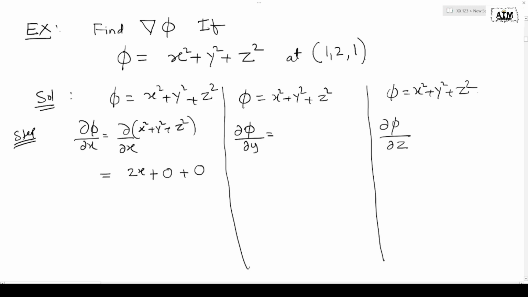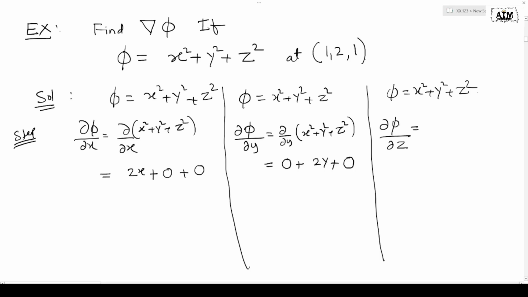Similarly, while finding dou phi by dou y, that is the partial derivative of x square plus y square plus z square with respect to y, only y is considered as a variable, and the remaining as constants. That means while finding dou by dou y, x square is constant, the derivative of a constant is 0, and the derivative of y square is 2y, and z is again considered a constant. Therefore the derivative of z square with respect to y is 0.